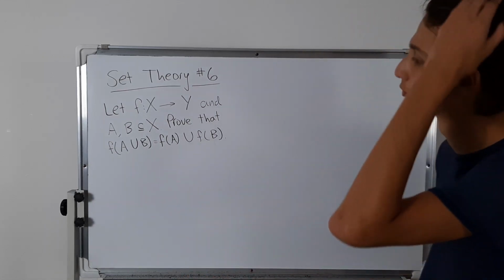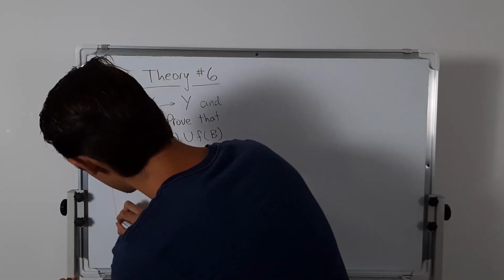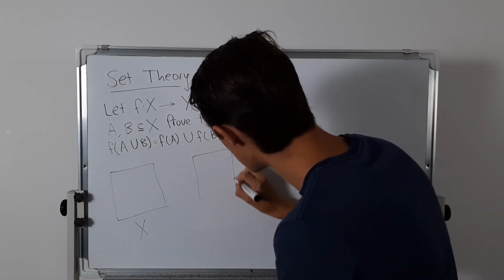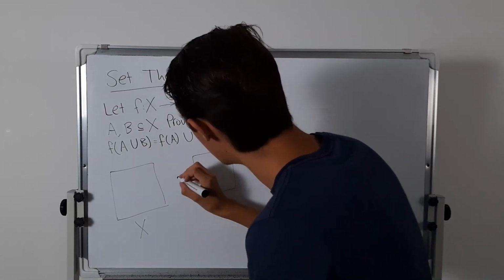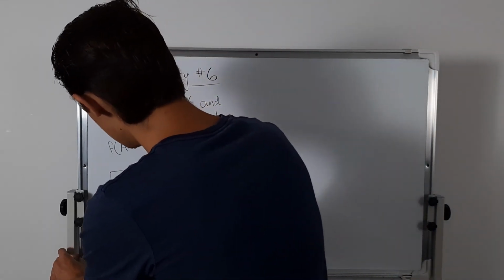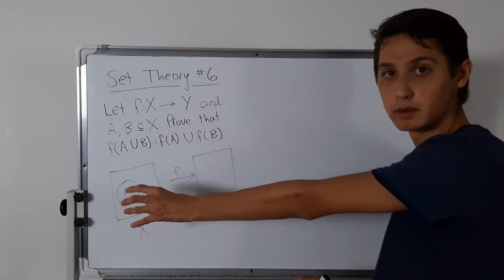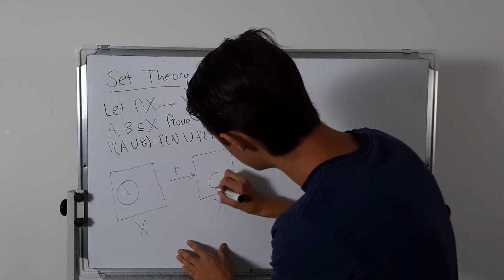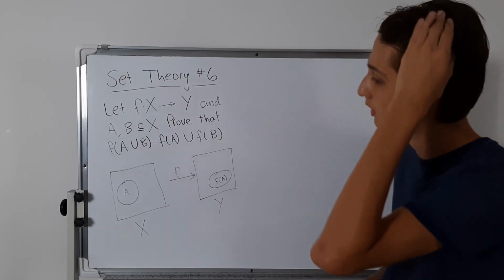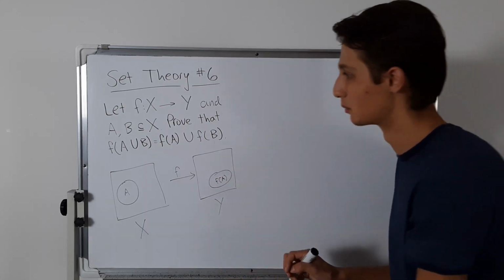So let me draw a picture to explain what that means. Let me draw the domain as a box. So we have domain X and then codomain Y, which is also a box, and just function f here. Then A and B are subsets of X, so let me just draw A first. I'll say this is A, and then it maps down here. This is f of capital A, the image of f, the range.